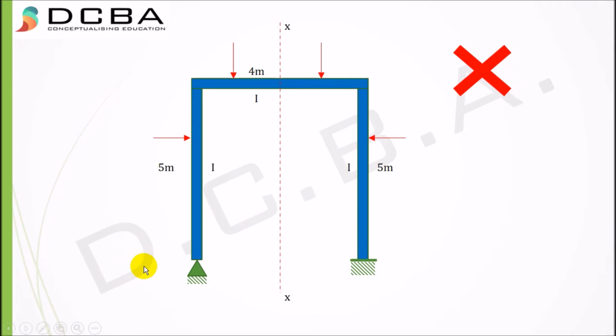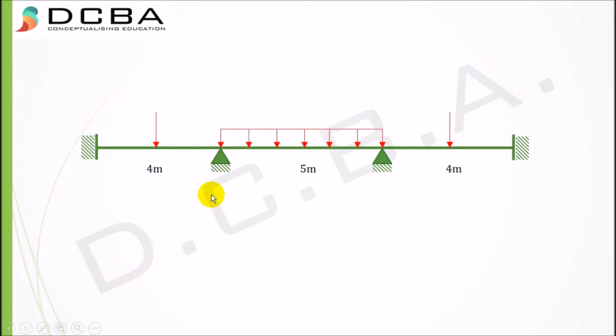Then it will be categorized as a symmetric structure. For this particular case it is an asymmetric case. Now this is a beam, and let us draw a center line that is at the center of this beam. The left part of this section is exactly similar to the right part of the section, therefore it is a symmetric structure.